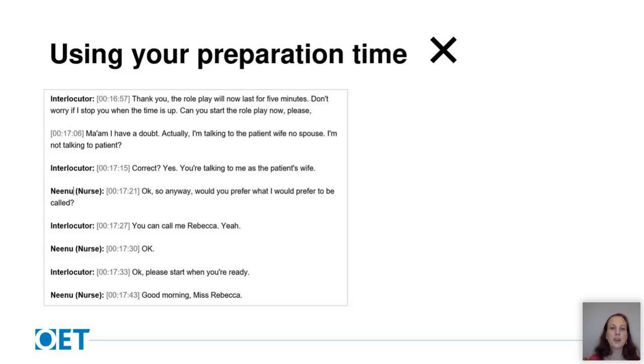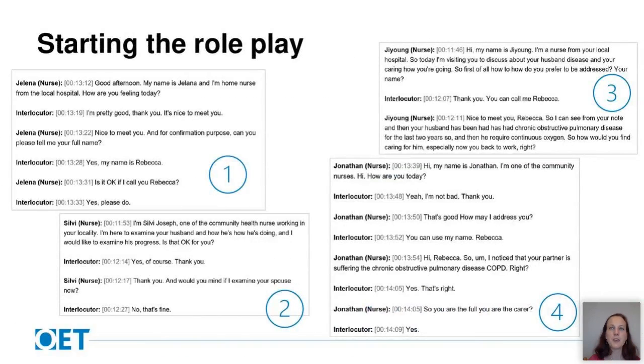So I'm now going to show you 4 other examples, and I'll give you a little bit of time to read these on the screen. Here are 4 other candidates starting the role play. Have a look through them, 1 to 4, and maybe type into the chat box, what do you think was positive about the different ways of starting the role play? Or perhaps which one, 1, 2, 3, or 4, do you think was the best way to start the role play? So I'll just mute myself for a second so you can read and tell me in chat which of those options do you think was best.